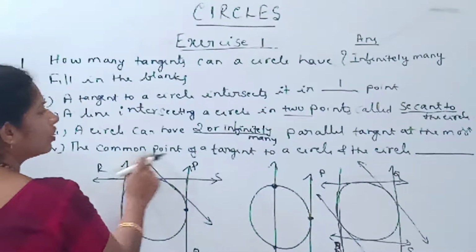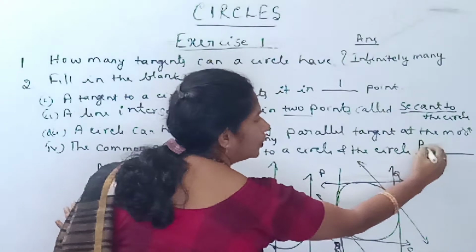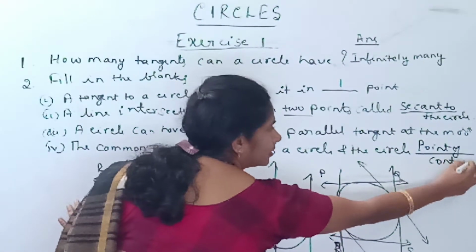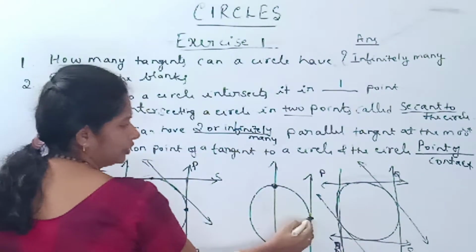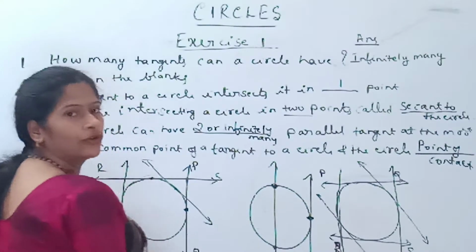Fourth question, the common point of a tangent to a circle and the circle is the point of contact, isn't it? The common point of the tangent to a circle and the circle is called the point of contact.